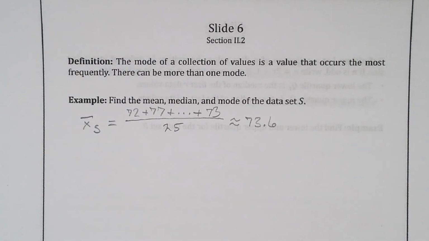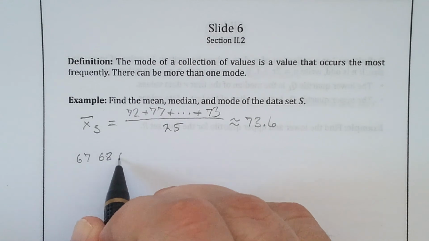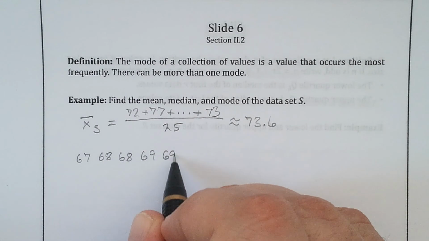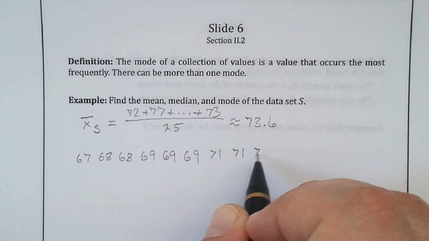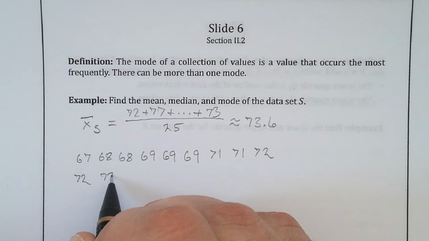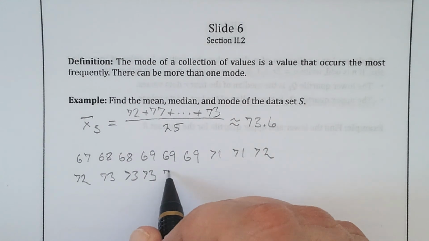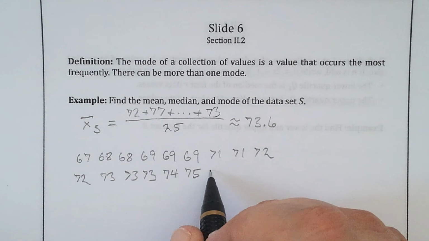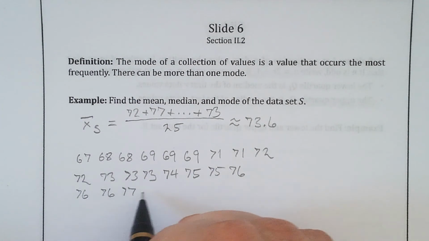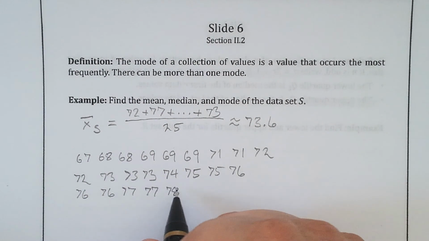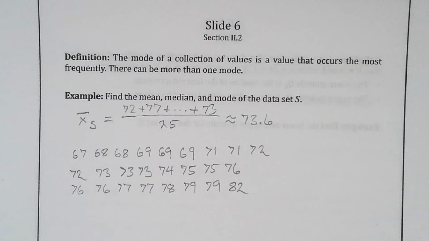Okay, the median. To find the median, I need to list the data in order. So I have 67, 68, 68, 69, 69, 69, 71, 71, 72, 72, 73, 73, 73, 74, 75, 75, 76, 76, 76, 77, 77, 78, 79, 79, and 82. So that's the data in S listed in order.